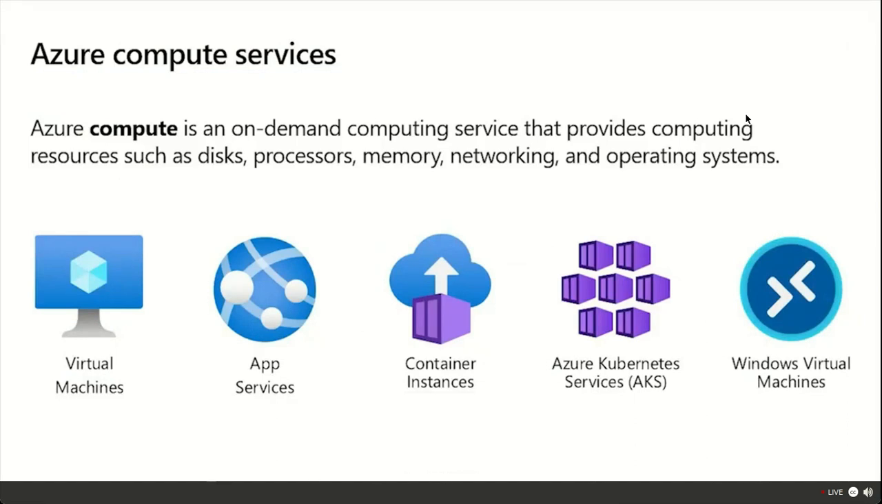Starting with Azure Compute Services. So what are compute services? They're basically on-demand computing services that provide computing resources such as disks, processors, memory, networking, and operating systems. We've got virtual machines, app services, container instances, Azure Kubernetes Service, and Windows virtual machines. We're going to go into each one of them in a little bit more detail coming up.